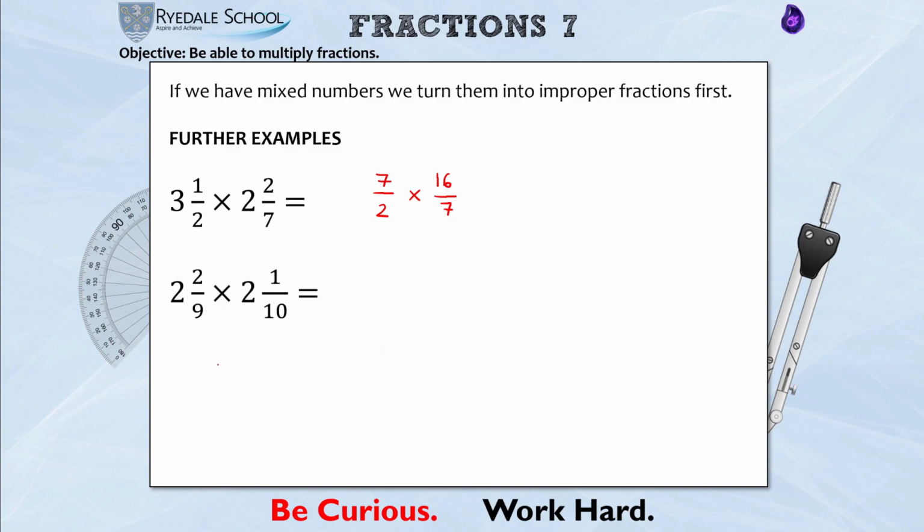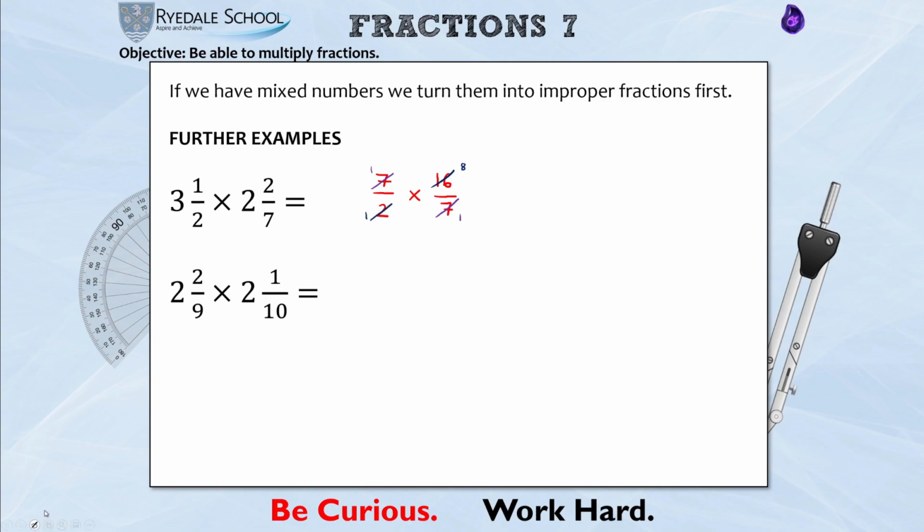Can we see any cancelling that can be done there? Well, I can sort out those 7s straight away, because they both divide by 7, so I can replace those with 1s. Is there something I can do with 16 and 2? Yes, I can divide both of those by 2. And if I divide both of those by 2, I will have 8 here and 1 here.